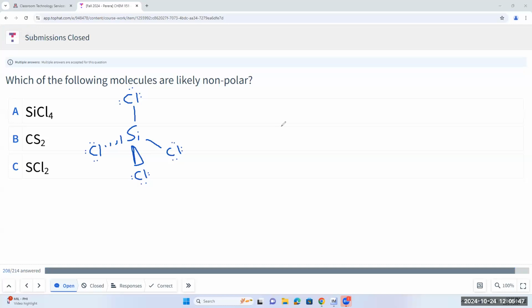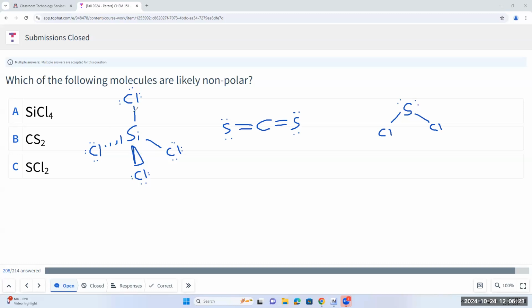Before I look at your answers, CS2 is just like CO2 because sulfur and oxygen are in the same group. You can expect that to be linear as well, so it should look something like this. This should be my CS2. And then SCl2 is like OCl2, OF2, OH2, or something like that, so it has to be a bent molecule that looks like this: Cl and Cl, and you have 2 lone pairs on the sulfur.